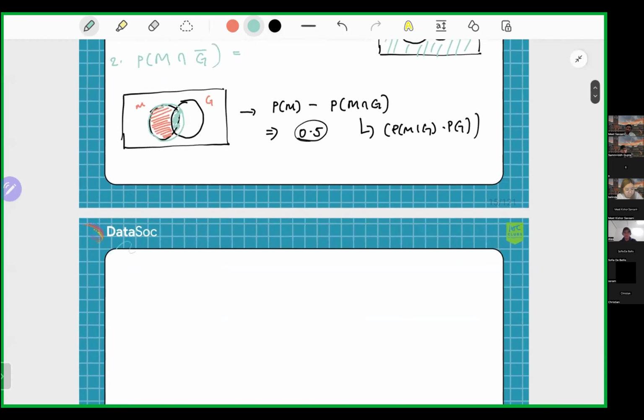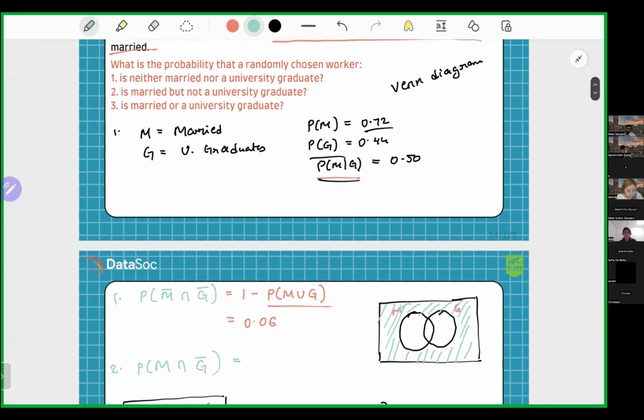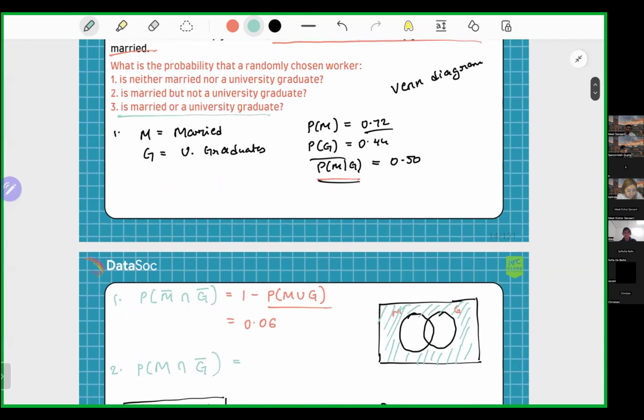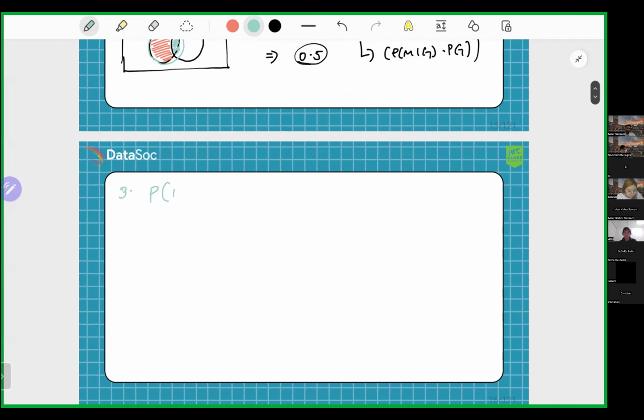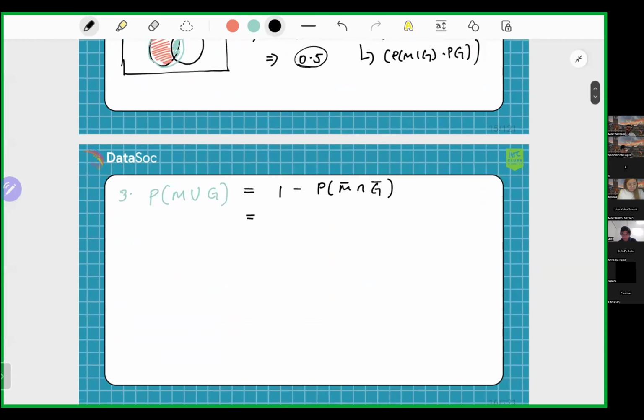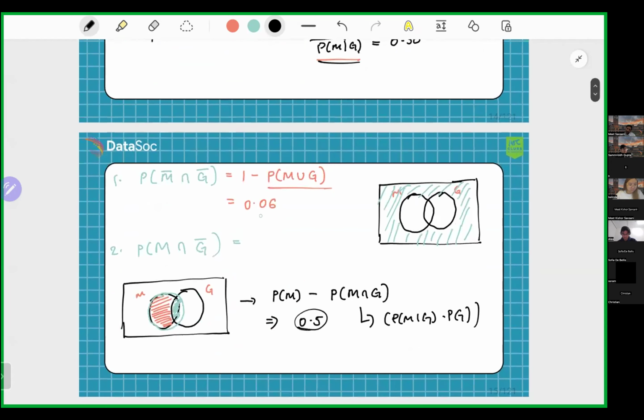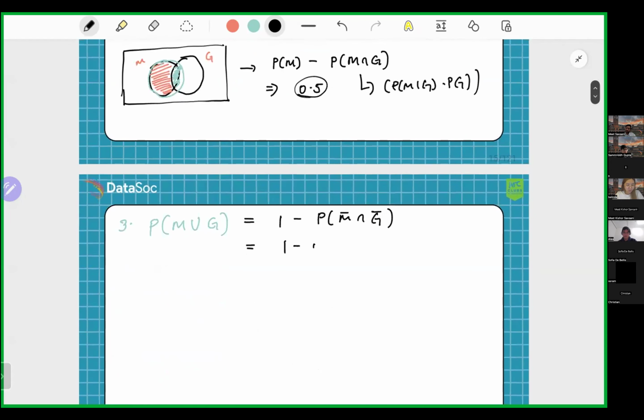Okay, last. Is married or a university graduate. That's pretty easy. That's pretty straightforward. Just fit in the formula, or you can always do 1 minus probability of M complement intersection G complement, and this will yield you this answer. So 1 minus 0.06.